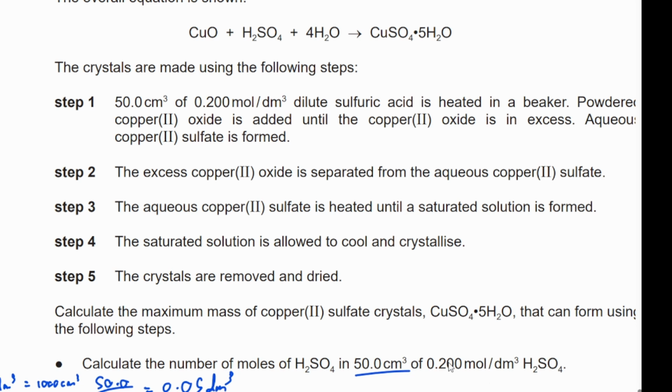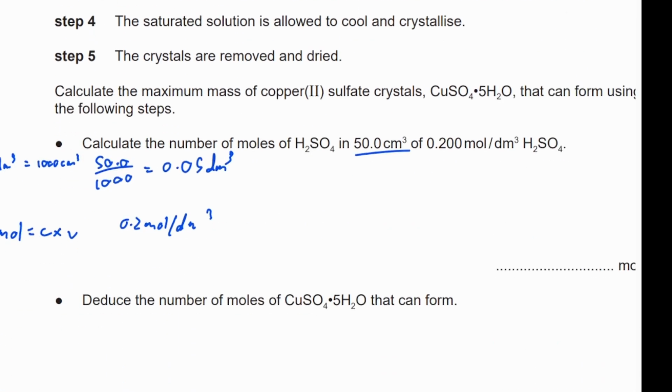So to find the moles of H2SO4, you need to use the concentration formula. Moles equals concentration times volume. In this case, concentration is 0.2, and you multiply by 0.05. Therefore, your answer would be 0.01 moles.